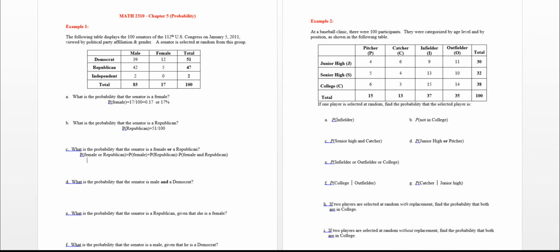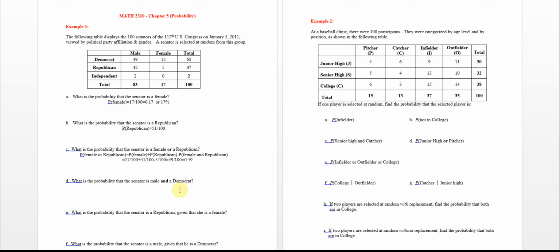Okay. So to figure this out, female I found 2 seconds ago, that's 17 out of 100. Republican I found 2 seconds ago, that's 51 out of 100. And I'm going to subtract from that the people that I'm overcounting, so the 5 out of 100. If you look at my answer key, I wrote these as all one fraction since they all have the same denominator. You can do that. So that's 59 out of 100 people, or 0.59.